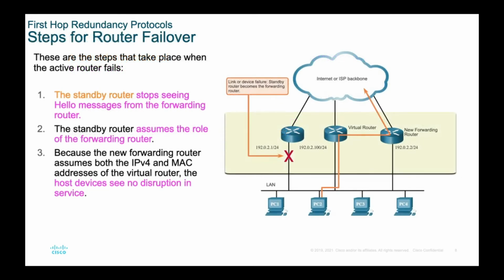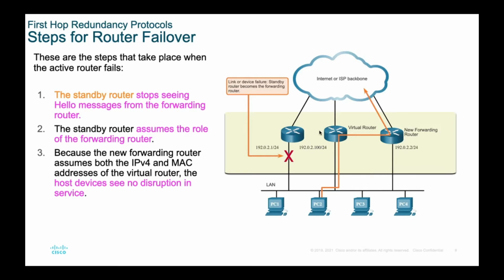So this is the example. Let's say all the devices inside use R1 as the default gateway. Once our default gateway has a problem, they are going to switch to another router. You can see the steps here. If the first router fails, the standby router will stop seeing hello messages from the default router. All the routers that we implement inside the network talk to each other. They send hello to each other periodically.